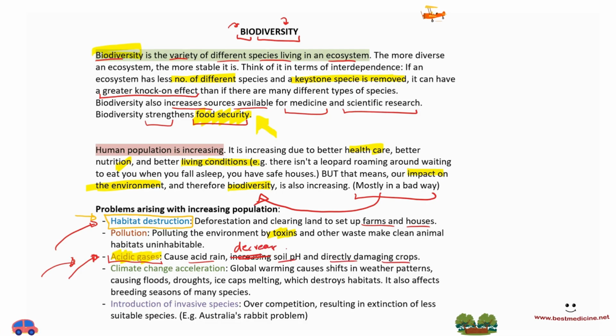and directly damages crops. There's also climate change acceleration, because of the greenhouse effect. Essentially what we do is we release CO2. A lot of CO2 is being released, which causes global warming, which eventually results in shifts in weather patterns, floods, droughts, melting of ice caps, which eventually destroys habitats. It also affects breeding seasons of many species. The greenhouse effect, again, I will explain in its own section in this particular topic.